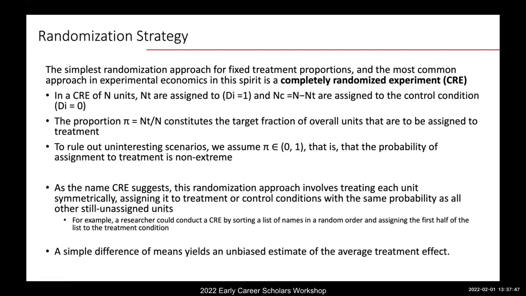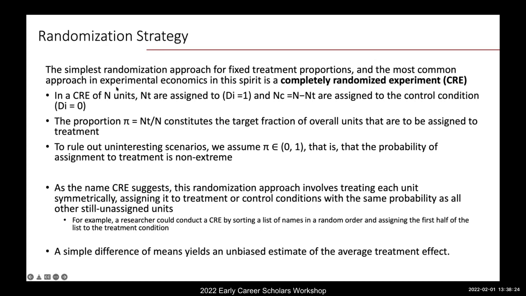So I talked briefly about Bernoulli trials, but because they are so rarely used, what I'm going to do now is talk a bit more about completely randomized experiments. Okay, so this is the simplest randomization approach for fixed treatment proportions. Okay, and it's also the most common approach in experimental economics. So what this means is that I know I have a certain sample size, and I know that I'm going to have 1/3 in treatment A, 1/3 in treatment B, and 1/3 in the control group. Okay.